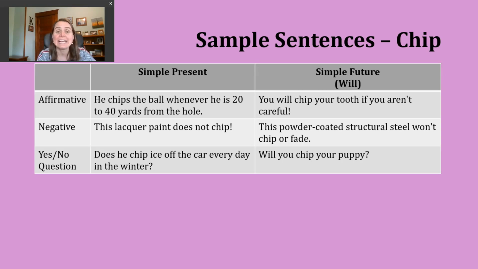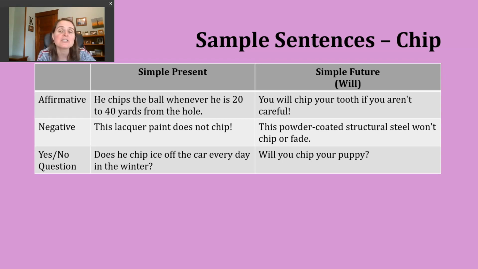Finally, let's look at making a yes or no question in the simple present. To do this, we want to start with either do or does, whatever form matches our subject. That subject comes next. Then we will use the base verb. Again, I'm not adding an S to the end of the verb in my yes or no question. Here's my last simple present example. Does he chip ice off the car every day in the winter? This is a question about someone's habit or their routine.